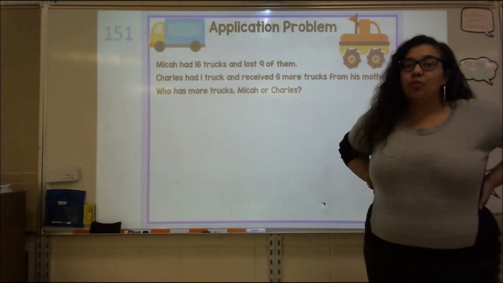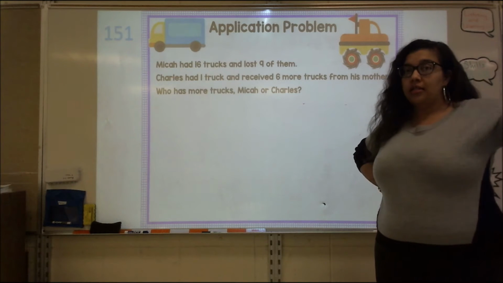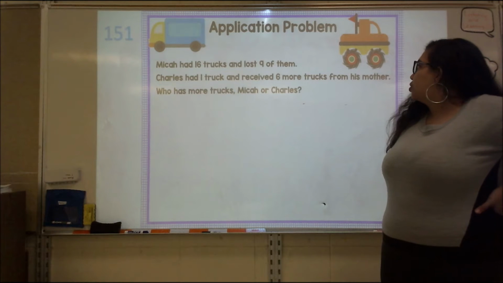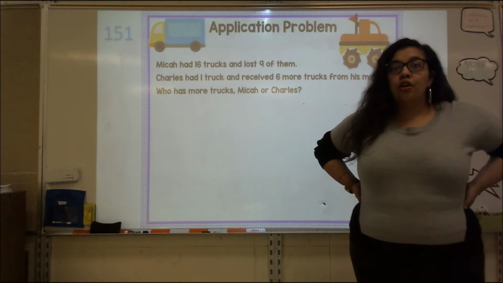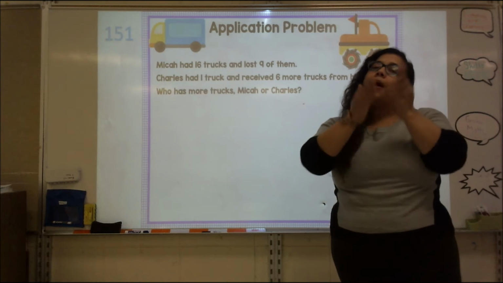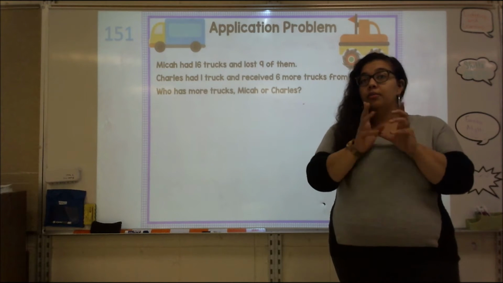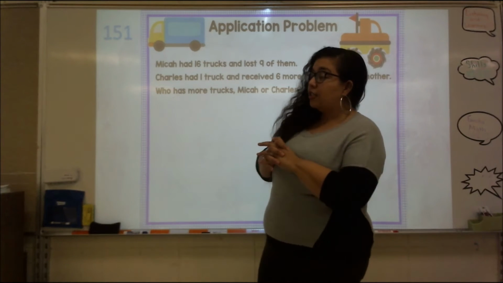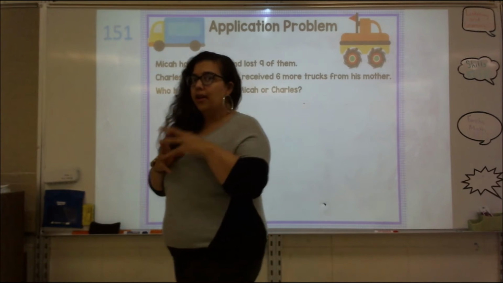All right, that was a lot, so I'm going to read it again. Micah had 16 trucks and lost 9 of them. Charles had 1 truck and received 6 more trucks from his mother. Who has more trucks, Micah or Charles? Okay, now the little pop-up is going to prompt you to answer the question. It's actually going to be multiple choice today. If you don't come up with an answer in 3 minutes, just click ahead. But like I said, I do want you to work on it for 3 minutes, so go ahead.